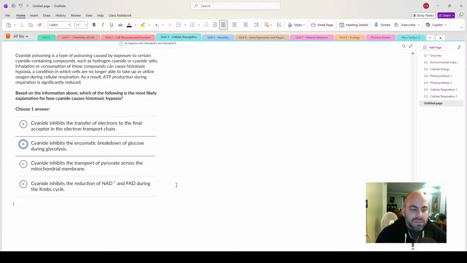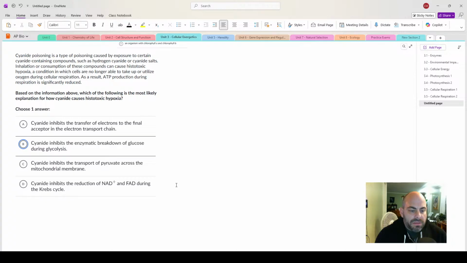Let's go look at the other ones, though, and see why they're wrong. Cyanide inhibits the enzymatic breakdown of glucose. I mean, that would definitely cause a problem, but nothing in the prompt tells us that, right? And so we're not going to overthink that.